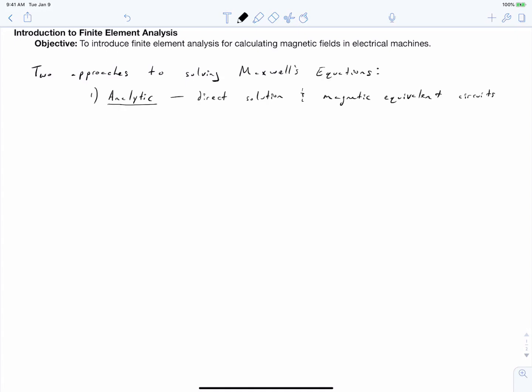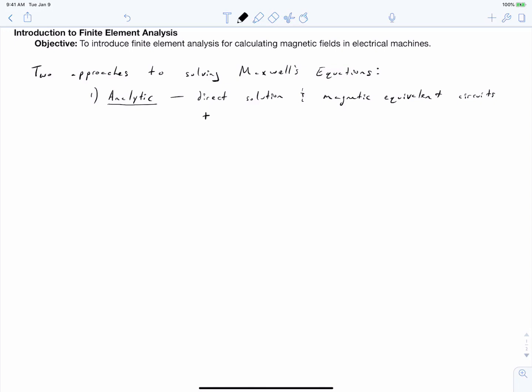We can take an analytic approach, which in this class we'll view as a direct solution to the field equations, but using simplifying assumptions to make them solvable. Or we can take the analytic approach by using magnetic equivalent circuits. Both of these techniques we're going to describe in this class, and these approaches are nice because they give you physical intuition into the system.